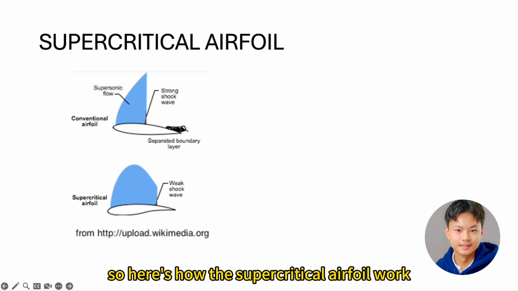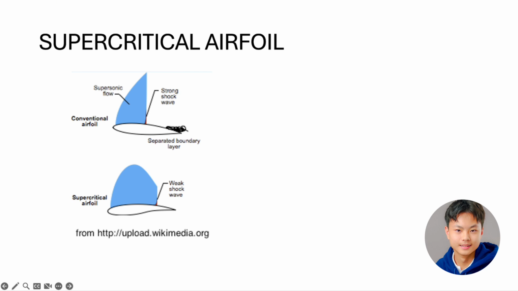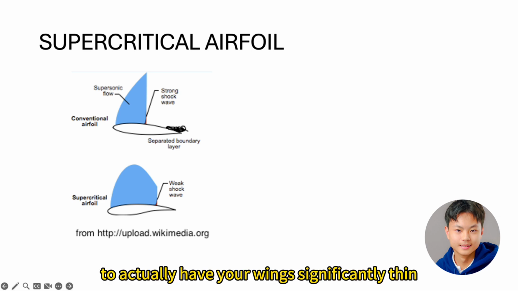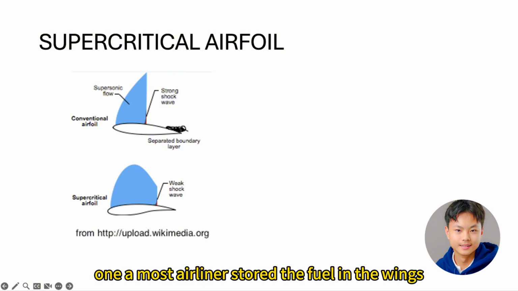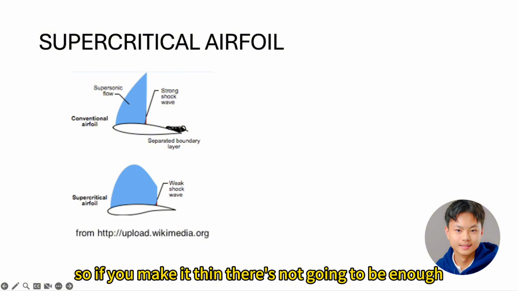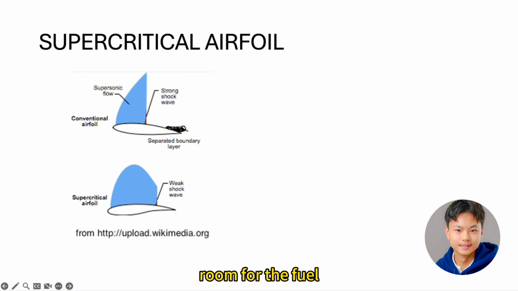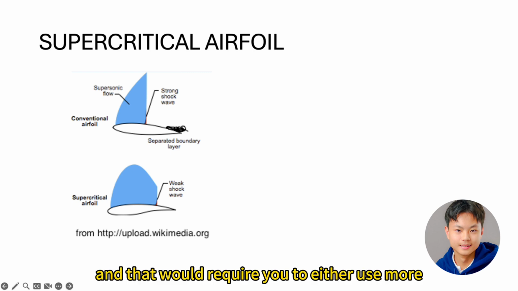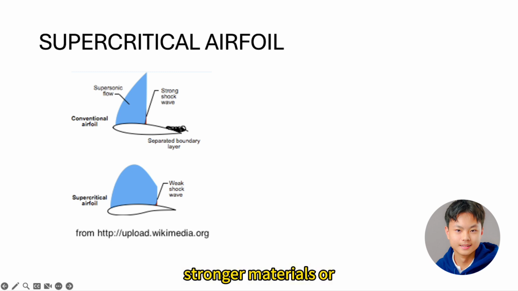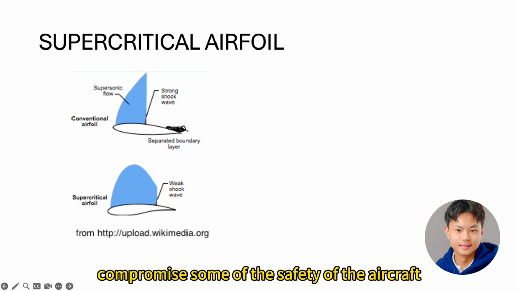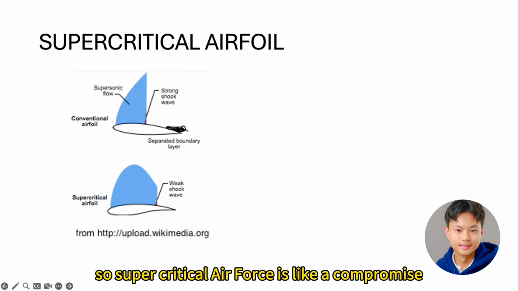So here's how the supercritical airfoil works. For airliners, it is very difficult to make your wings significantly thin, for two reasons. One, most airliners store the fuel in the wings, so if you make them thin, there's not going to be enough room for the fuel. Secondly, the structural loading for the wing will be significantly higher, and that will require you to either use stronger materials or compromise some of the safety of the aircraft. So the supercritical airfoil is like a compromise.